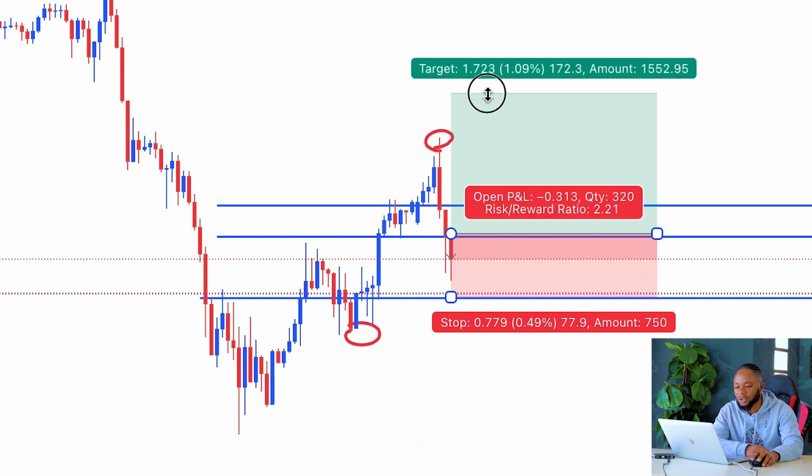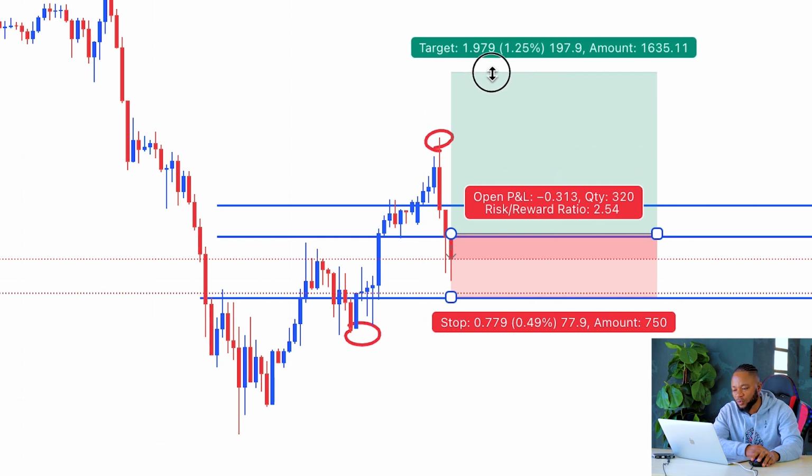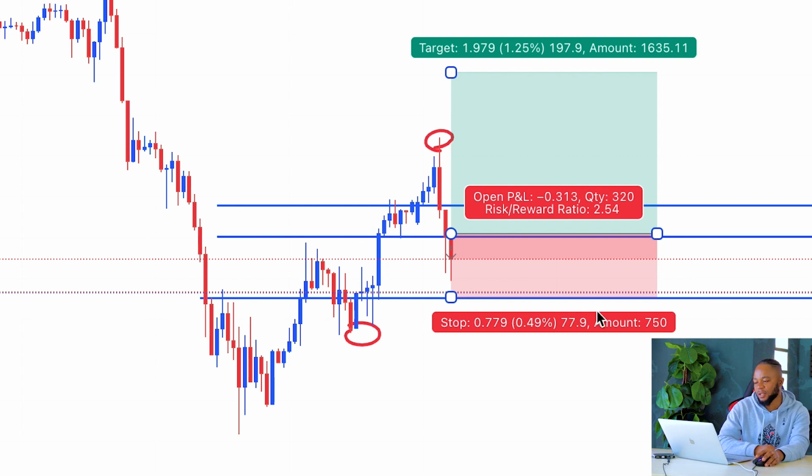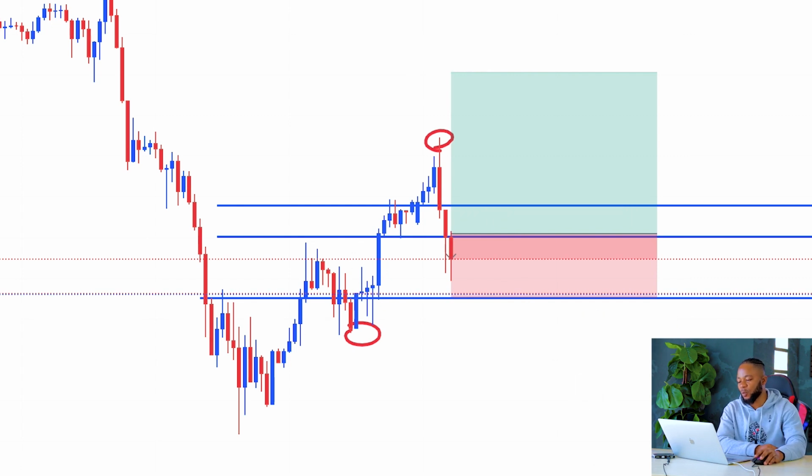So let's even go with 1:2.5, right? Let's go 1:2.5. So if we are risking $100, we are going for $250. So let's play to see if we would have hit our take profit and how soon.